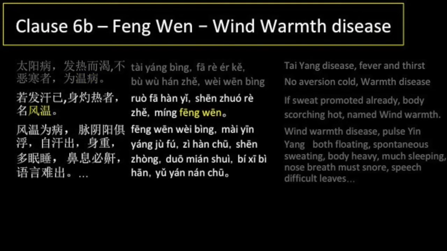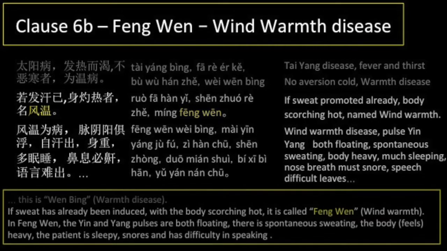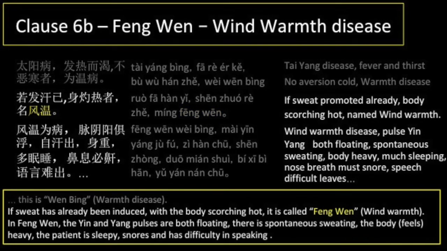The second section describes a variant called Feng Wen or wind warmth. 若发汗已，身灼热者，名风温。风温为病，脉阴阳俱浮，自汗出，身重，多眠睡，鼻息必鼾，语言难出。 If sweat has already been induced, with the body scorching hot, it is called Feng Wen or wind warmth. In Feng Wen, the yin and yang pulses are both floating. There is spontaneous sweating. The body feels heavy. The patient is sleepy, snores, and has difficulty in speaking.